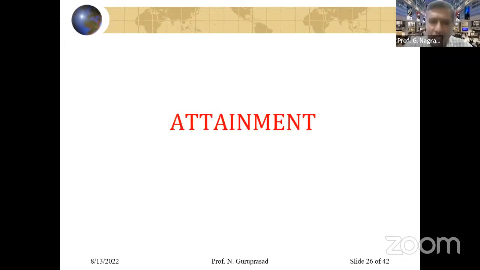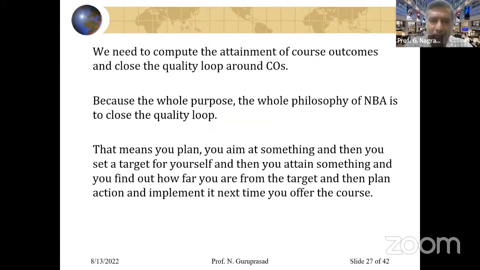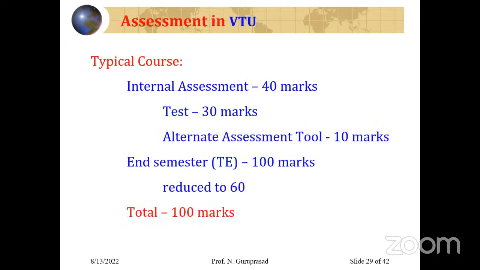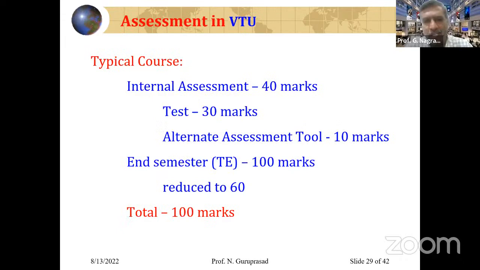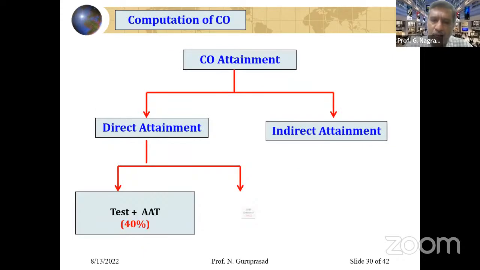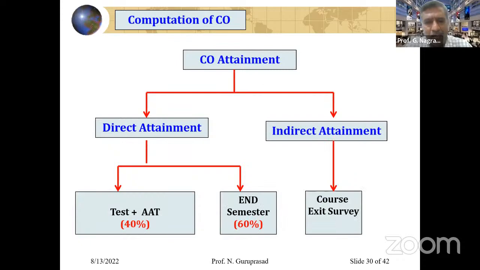Sure, I'll skip this. I'll just give a small bit. This is a case study. We have this assessment pattern in our course: internal assessment for 40 marks and end semester 100 marks. And this is what we do, the computation of course outcome direct attainment and indirect attainment. Direct attainment we get through continuous internal evaluation and semester end examination, and indirect attainment we get through the course exit survey.